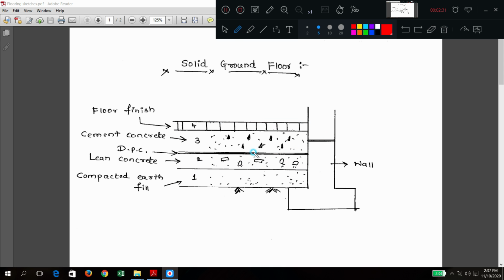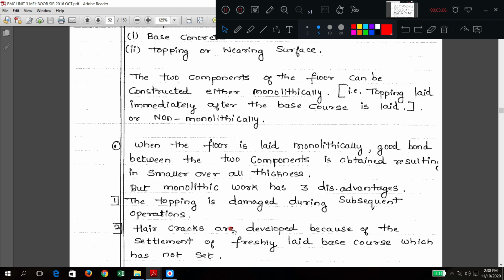Or if you construct the first layers and give some time, next you give the DPC layer and you put cement concrete, give some time for settling and hardening, and after that you paste a slurry and you put the topping, which is nothing but cement concrete only. So by giving sufficient time, we call it non-monolithic.